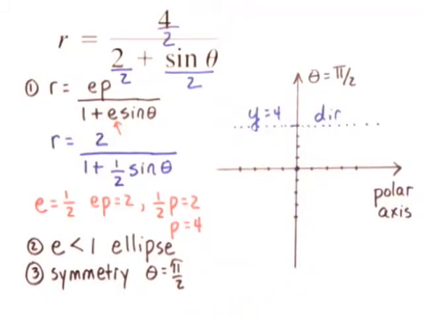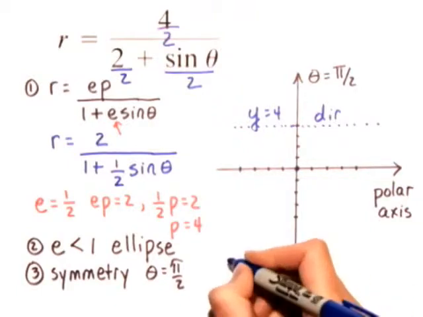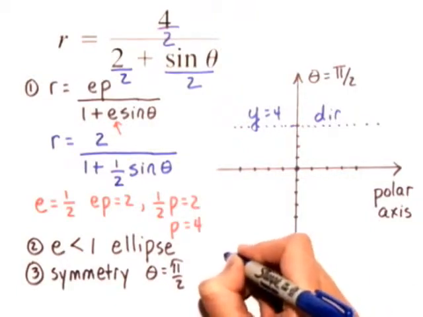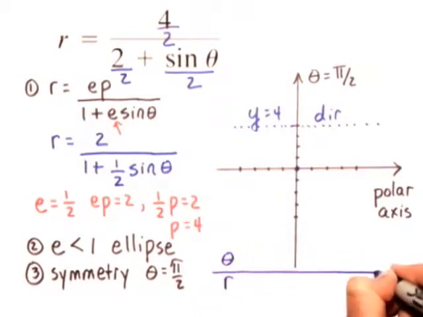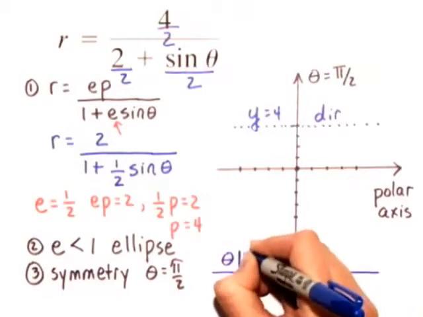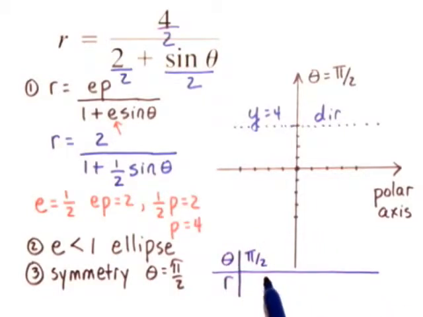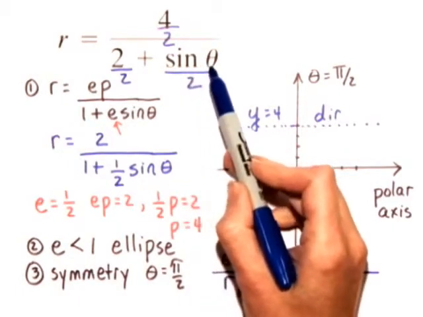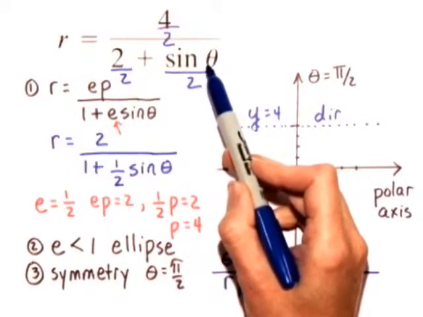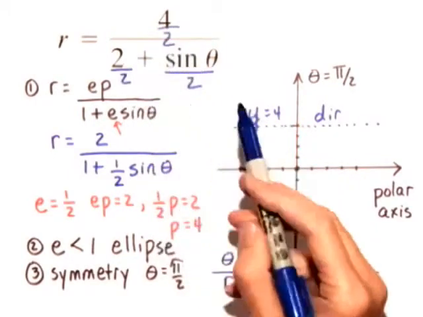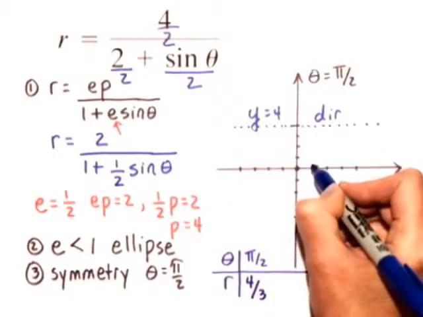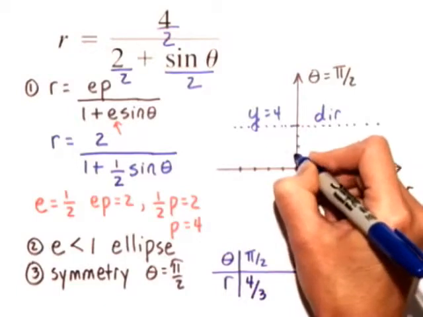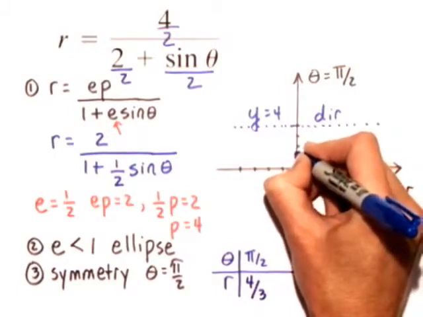So let's let theta equal pi over 2 to find the first vertex. We'll make a little chart here with theta and with r. If we let theta equal pi over 2, if we substitute pi over 2 into our original equation up here, the sine of pi over 2 is just 1. So we really end up with 4 over 2 plus 1, or 4/3. So therefore, when our angle theta is pi over 2, we have a radius of 4/3.